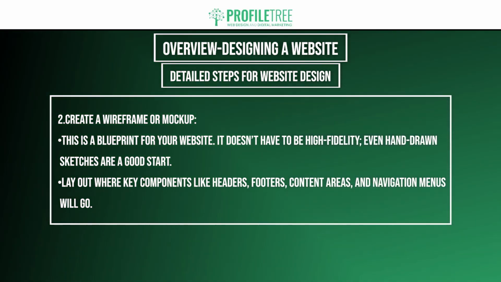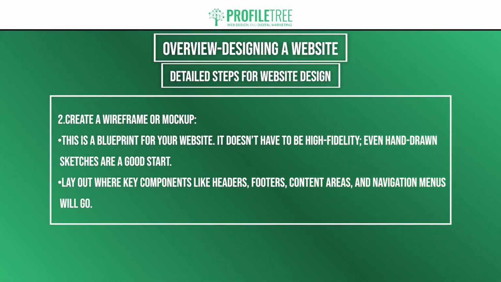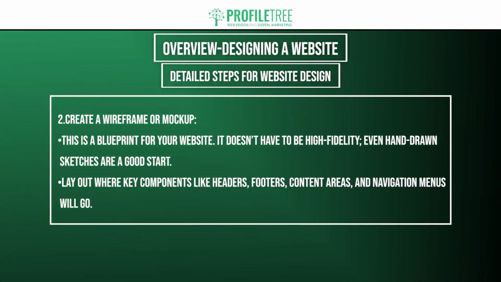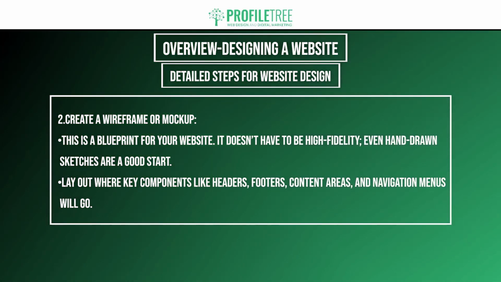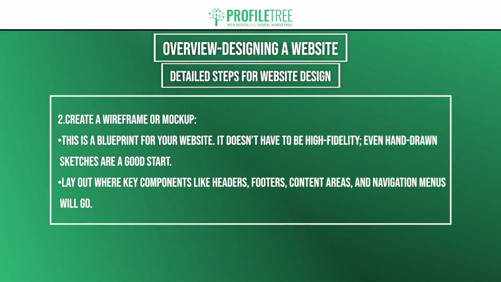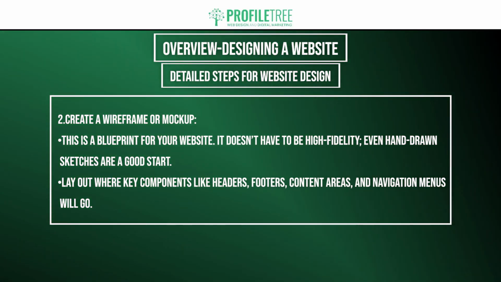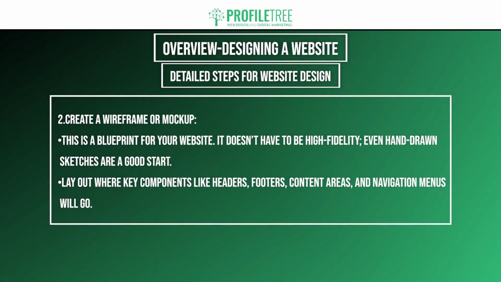Now, it's really important as well to lay out where key components are going to go, like your headers, your footers, content areas, and navigation menus. So you need to decide where they'll go. What I primarily like to focus on are the headers and the footers, and then I'll decide what I'll have for each of my sections, and that will all be the different content I will have.